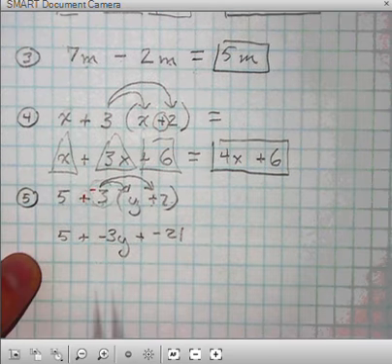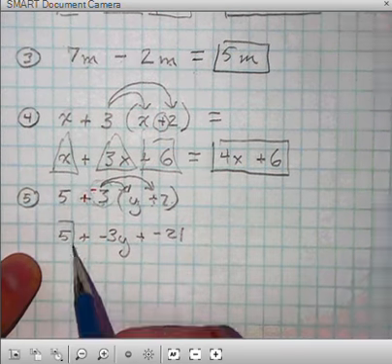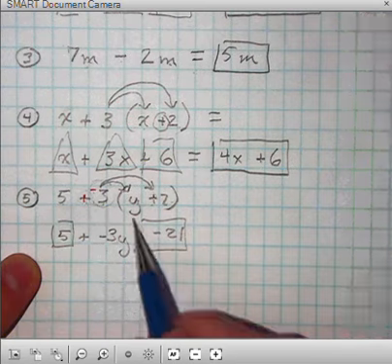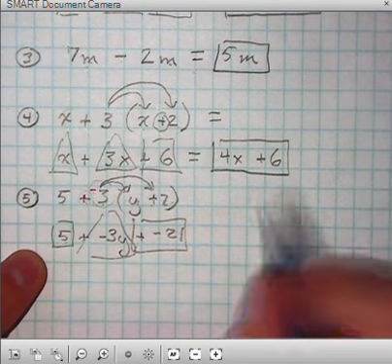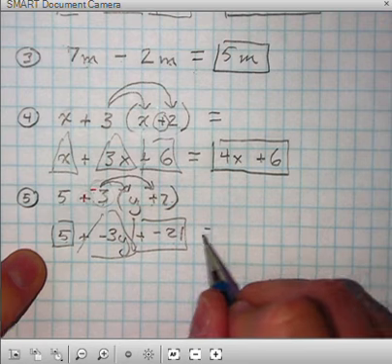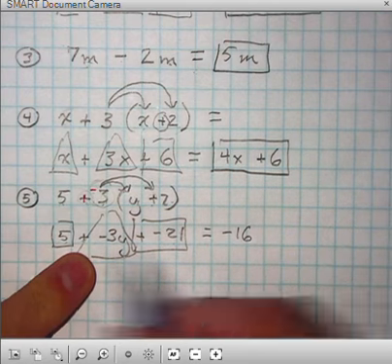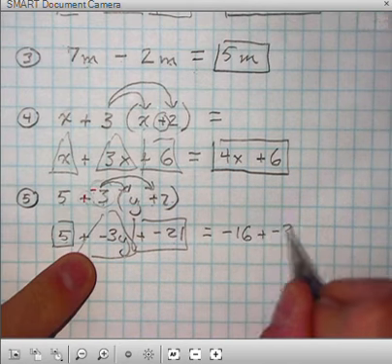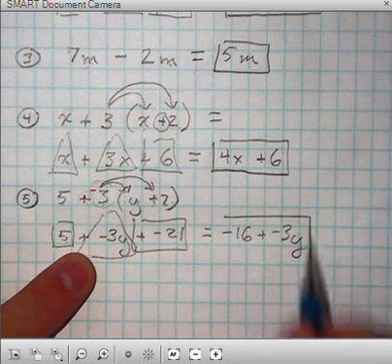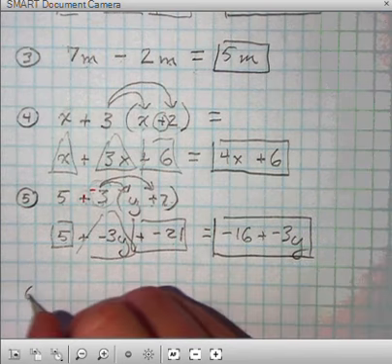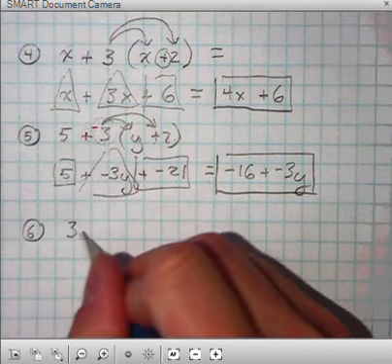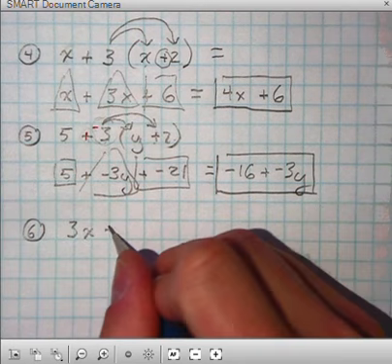Now you can combine your like terms just like normal. Here are your number cubes, and here are your blue pawns. So I've got 5 plus negative 21. Is that negative 16? So negative 16 plus negative 3y. Try this one.